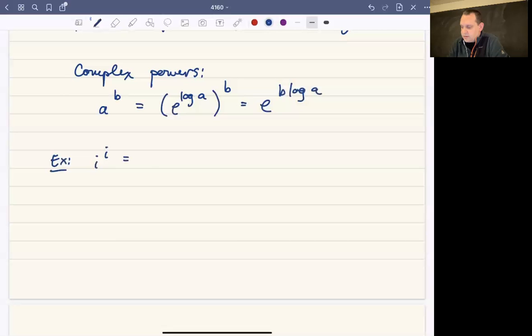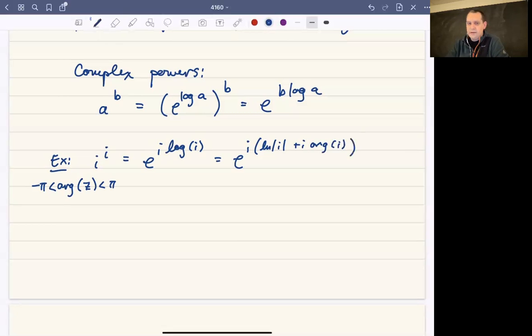well, i to the i is just going to be e to the i log i. And let's use the principal branch from negative pi to pi. Okay, so let's say that that's our principal branch. And then this is going to be e to the i times log of i. Well, log of i is going to be the natural log of the modulus of i plus i times the argument of i.